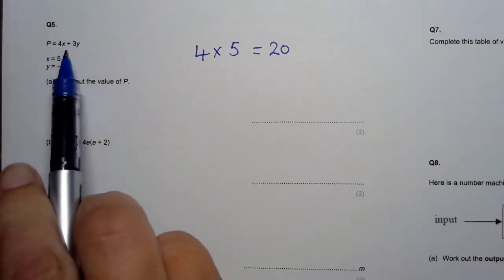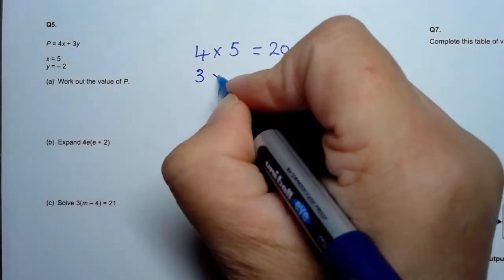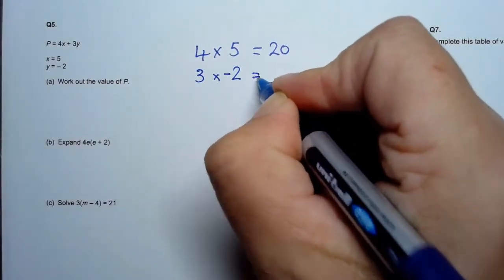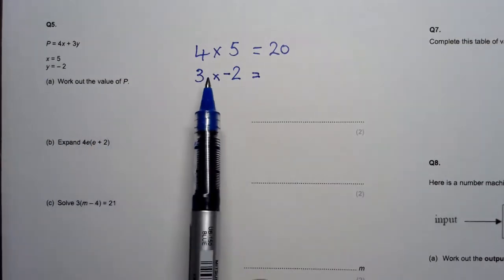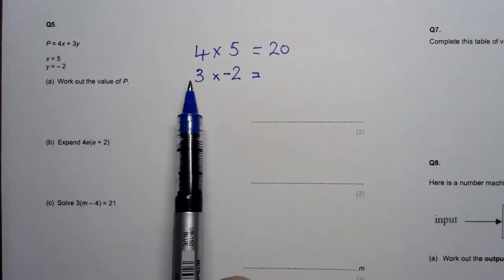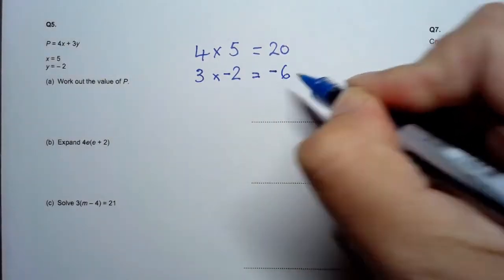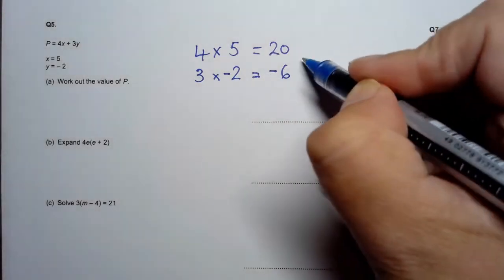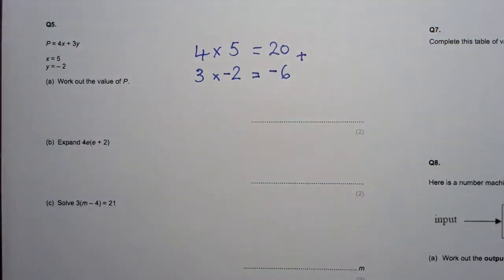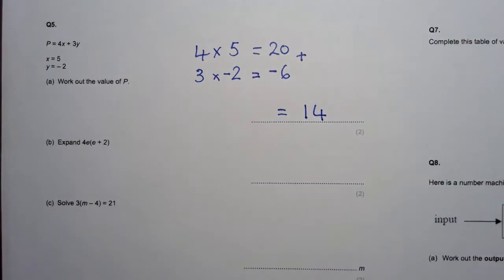Then I'm going to add to that 3 times y. Y is minus 2. So 3 times minus 2. Now I've just said that if both of these are negative, we would get a positive answer. However, if we're multiplying and one's negative and one is positive, then we get a negative answer of minus 6. And if we add these together, the fact that this is negative will affect that, and we will be doing 20 minus 6. So our answer is 14.